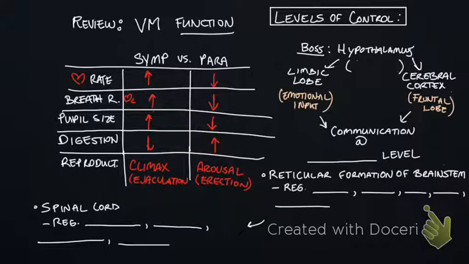Okay, so we know that the nervous system is coordinated and controlled out of the central nervous system, including the brain and the spinal cord. The boss of all of this is the hypothalamus, and it maintains homeostasis throughout. It uses the limbic lobe for emotional input and the cerebral cortex, particularly the frontal lobe, to communicate at the subconscious level.